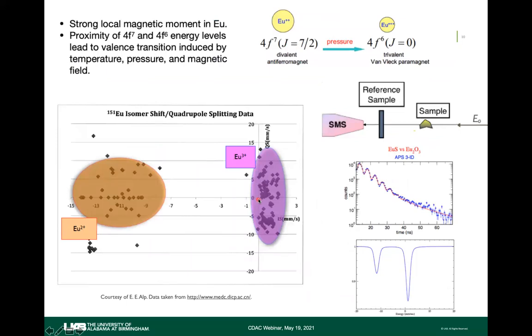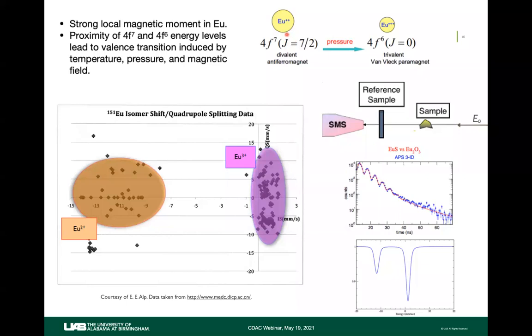Okay, europium is a member of the rare earths, so it has a very strong local magnetic moment. For a 2+ europium, the 4f7 has J equals 7/2, and when you apply pressure, it's very easy to tune it to a 3+ state. In that case, you have J equals 0, and it's typically a non-magnetic state, although there is an exception. And in energy, there are 2 states very close.